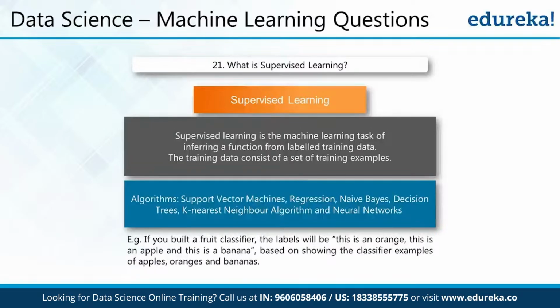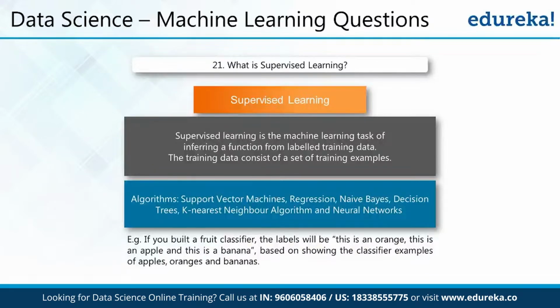If you have, then the approach could be supervised learning, versus if you don't have, then the approach is more unsupervised. Some examples of the algorithms are support vector machine, regression, naive Bayes, and decision trees. All of these are supervised learning algorithms.